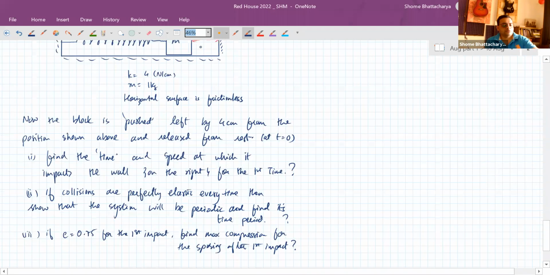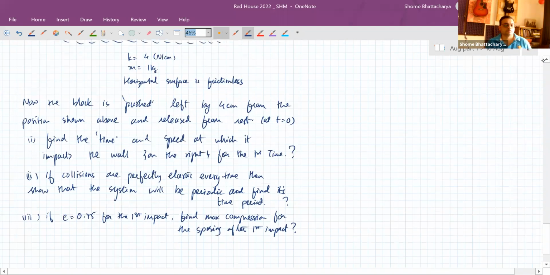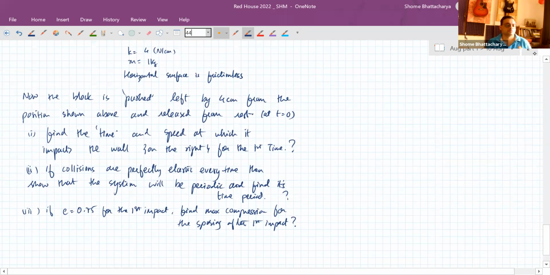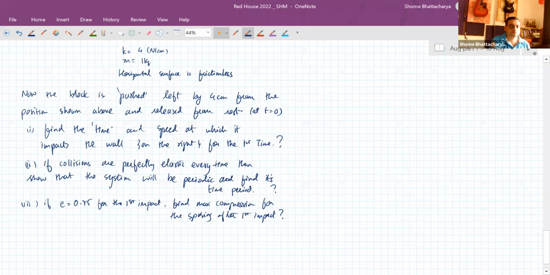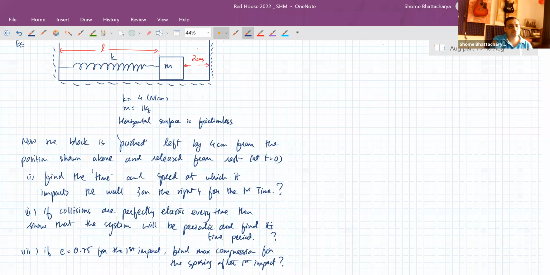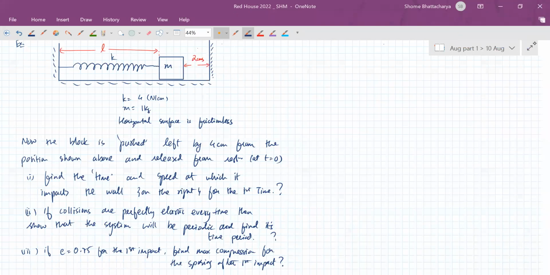Okay, so people just try out this question. Since it is also asking about the time taken for the system, you cannot just apply work-energy, conservation of mechanical energy, and collision theory and get the answers for everything. You have to apply the concept of simple harmonic motion also.